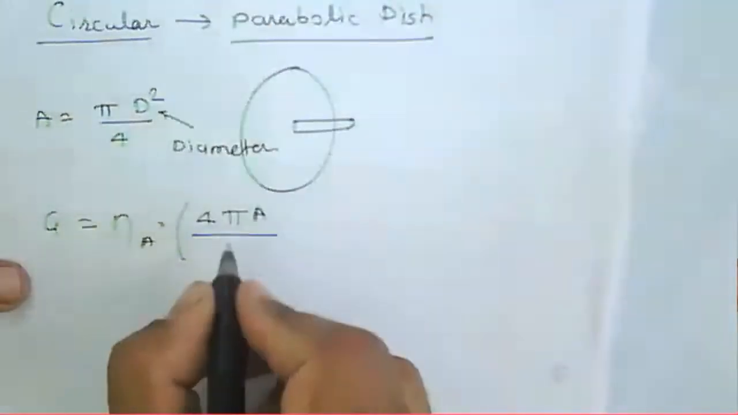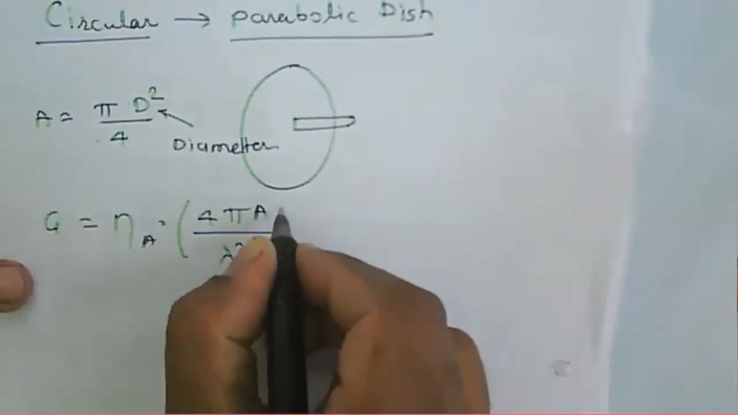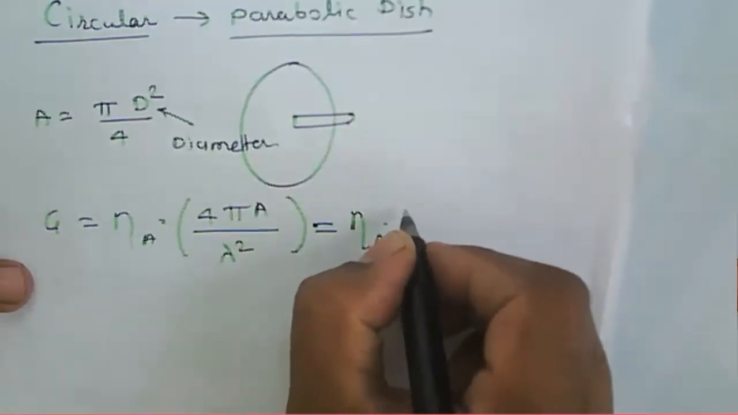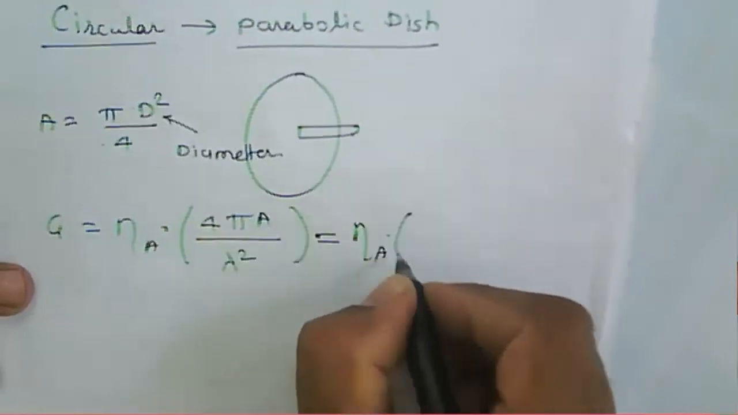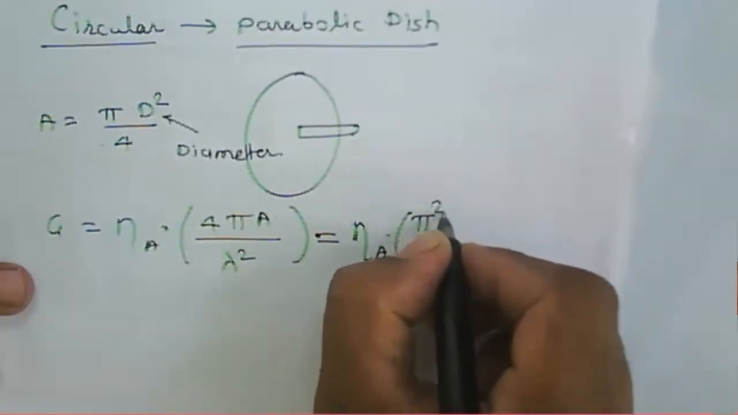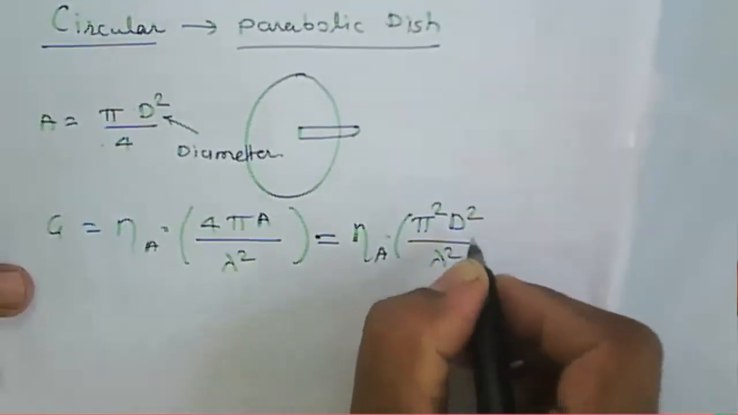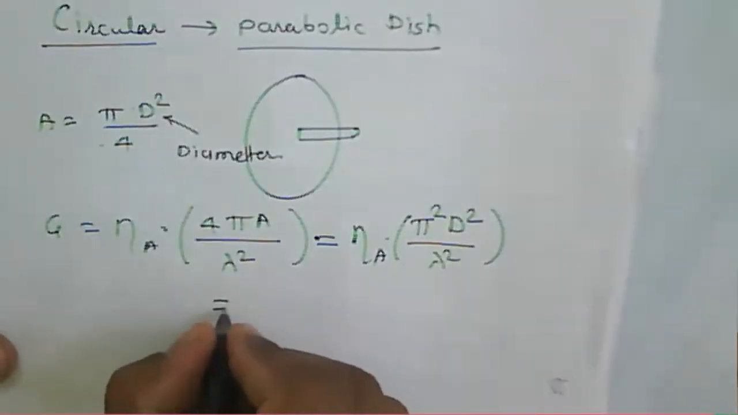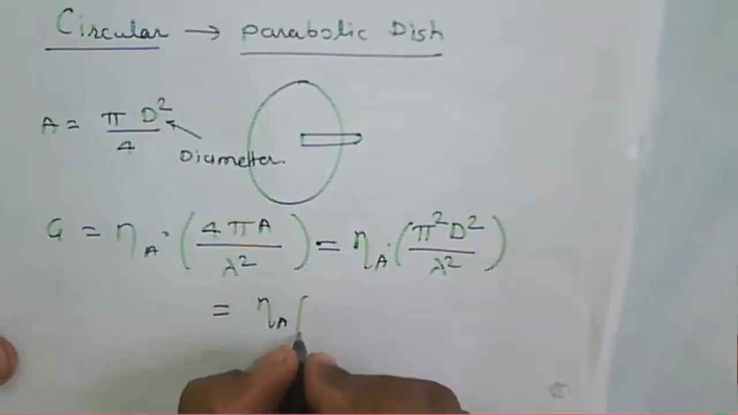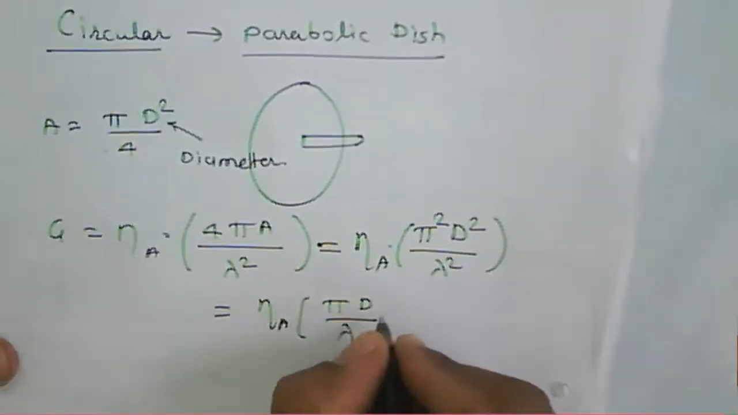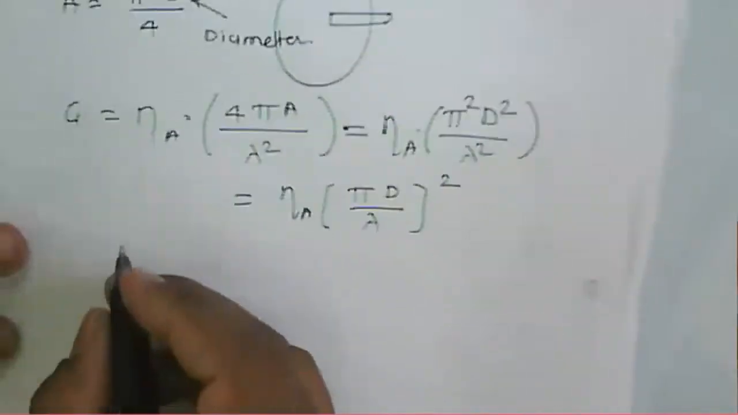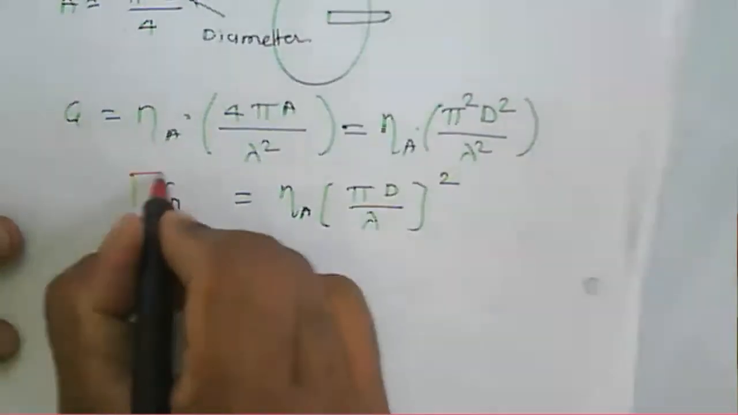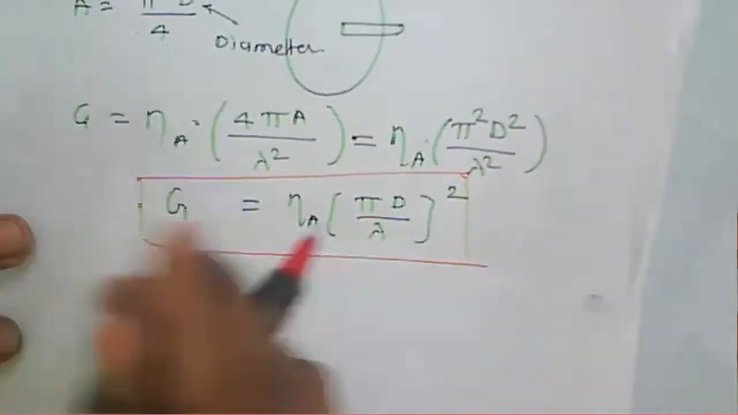4 pi A divided by lambda square is equal to, we can rewrite in terms of the circular antenna or circular aperture here, pi square d square divided by lambda square, or we can rewrite the term as (pi d by lambda) whole square. That is nothing but the gain of an antenna. This term is nothing but the gain of an antenna here.